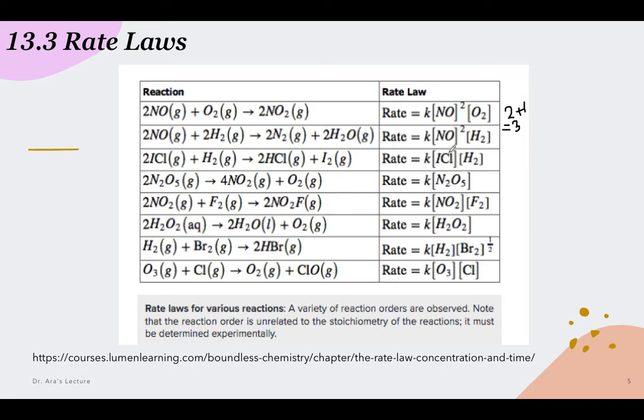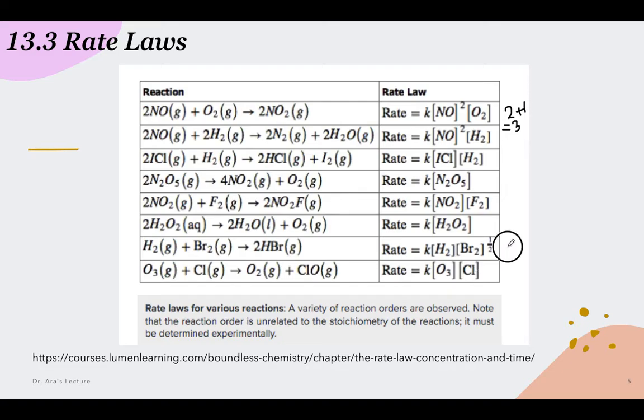Here if we see 1 plus 1, 2. This particular reaction is a first order reaction. Here also with respect to NO2 it is 1, with respect to F2 it is 1. So overall second order reaction. Now the last one is also, the ozone plus chlorine, O2 and ClO, and this is also 1 and 1, total 2 with respect to O3 and chlorine.